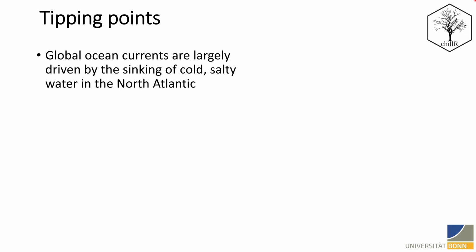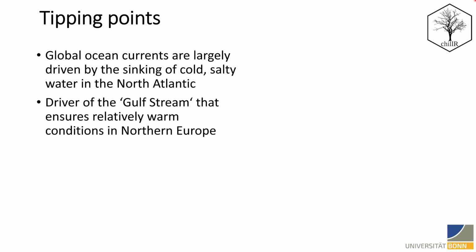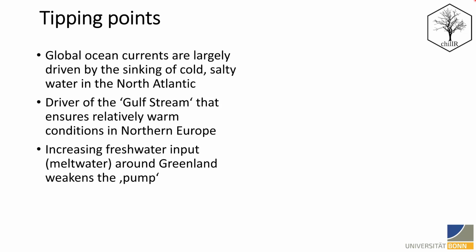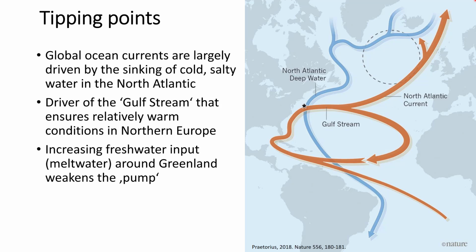But now, what are these tipping points? One major example is the global ocean currents that are largely driven by the sinking of cold, salty water in the North Atlantic. That's basically the pump of the whole global ocean circulation. It's probably a bit simplified, but in essence it's often described that way. It's, for example, the driver of the Gulf Stream that ensures relatively warm conditions in Northern Europe. And it is being slowed down by increasing freshwater input, meltwater from Greenland.